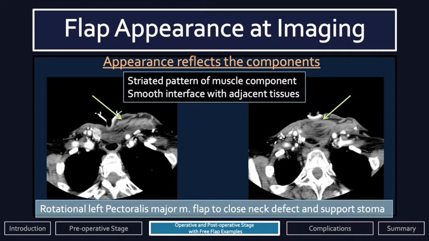This patient had a rotational left pectoralis major muscle flap to close a large anterior neck defect and support a stoma. We can see the vessels that would have been exposed, carotid and jugular on both sides, portion of the thyroid gland. Here's the stoma that's being supported by this tunneled pectoralis major muscle flap. It's also covering the lower portion of the surgical reconstruction of the upper alimentary canal. You can see the muscle bulk here, striations of the muscle, the subcu fat, and skin.